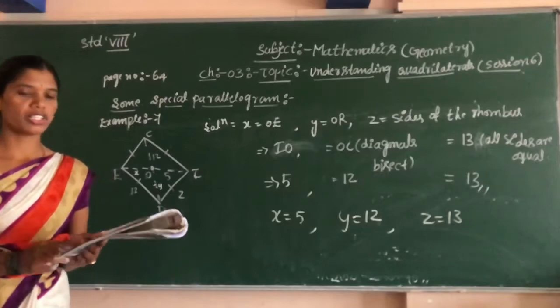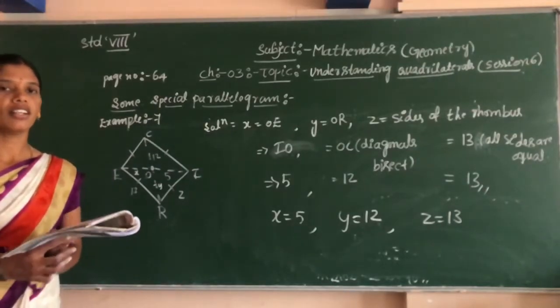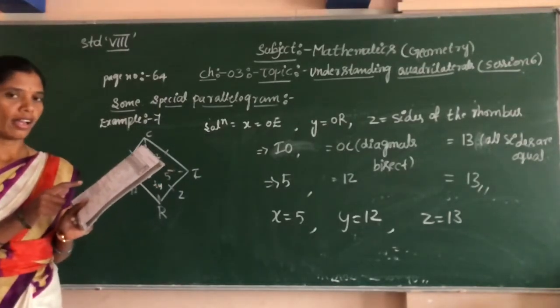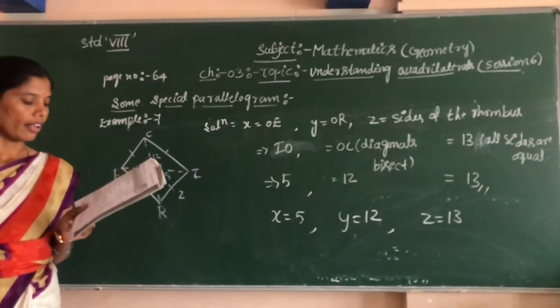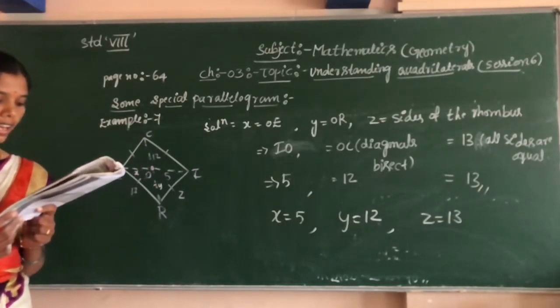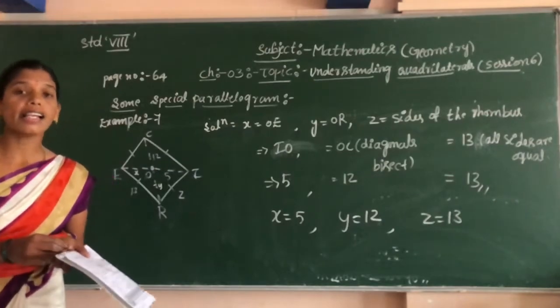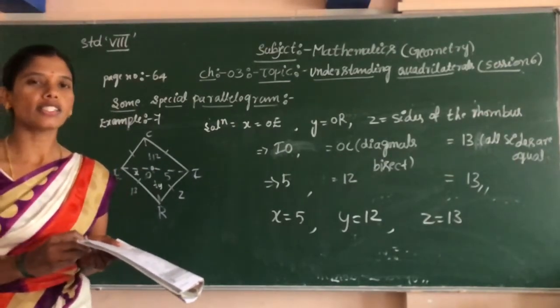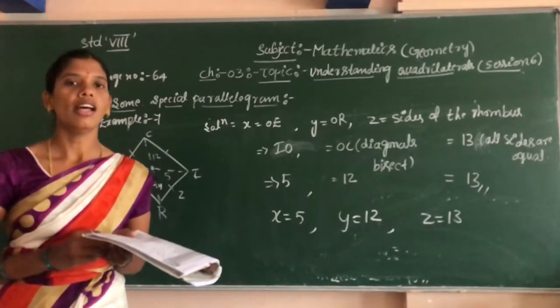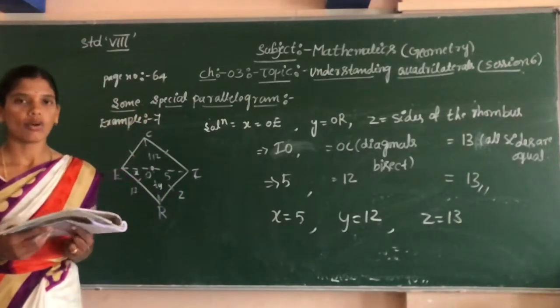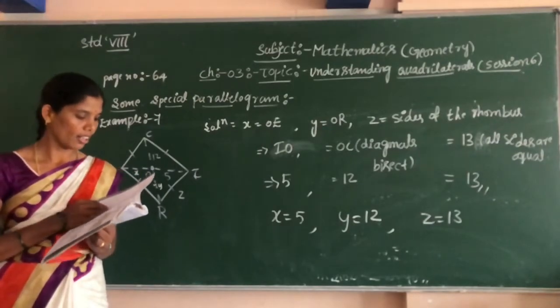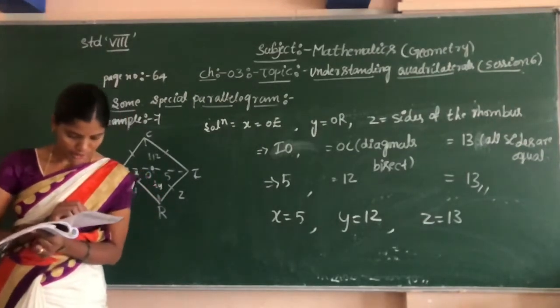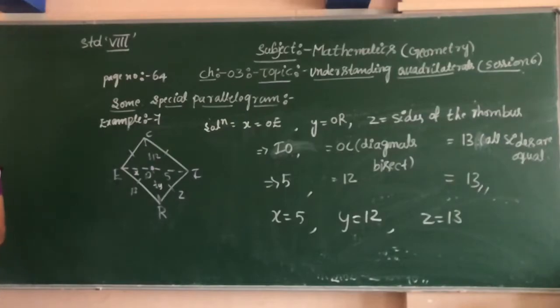Okay. Now next we shall go to the important parallelogram, the rectangle. Which one is that? A rectangle is one of the parallelograms. Opposite sides are equal, and it is called the rectangle. Okay, children. Now next we will discuss the rectangle.